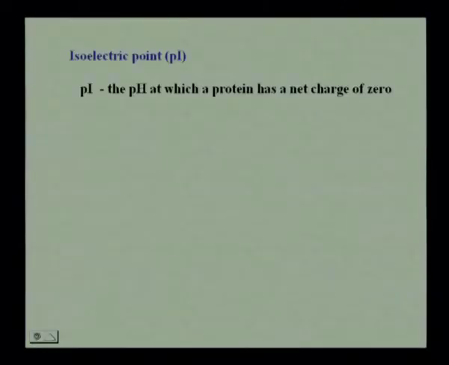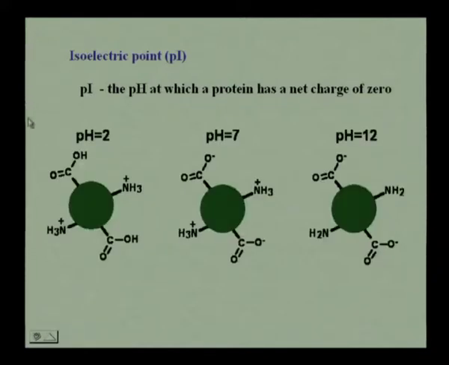Now, the isoelectric point also exists for the protein. Now, what is this? This is the pH at which the net charge on the protein is 0. Now, what do we mean by the pH at which a protein has a net charge of 0? The protein is going to have a large number of amino acid residues. Some of them may be acidic, some of them may be basic. So, each of them are going to lose their protons at different times.